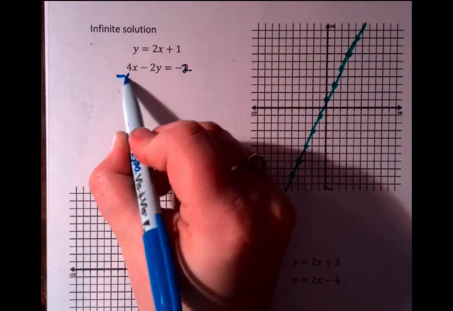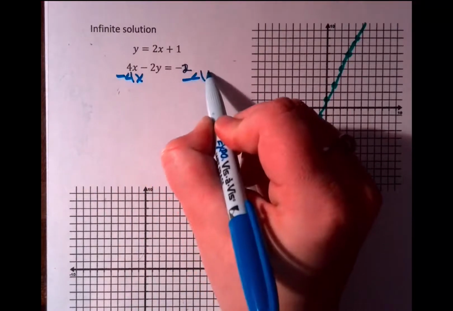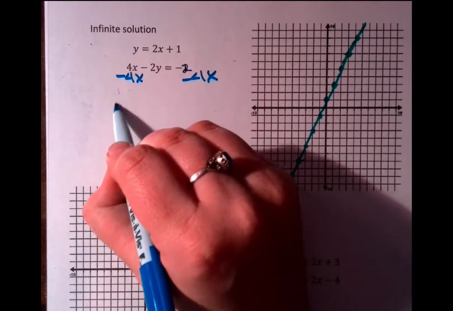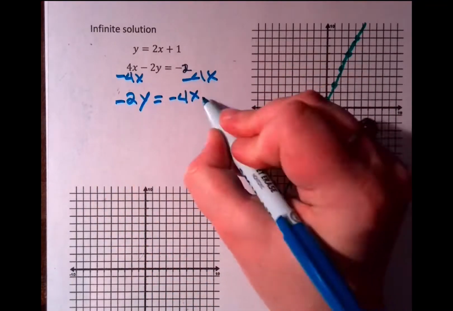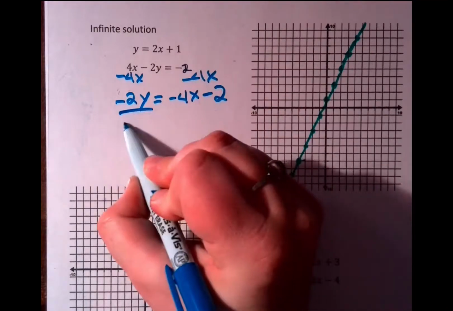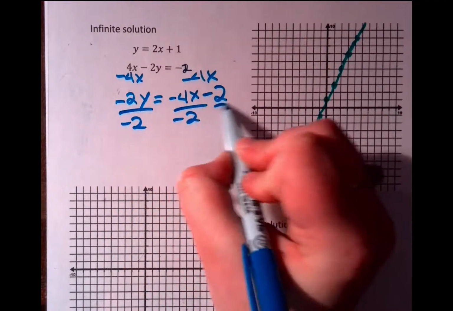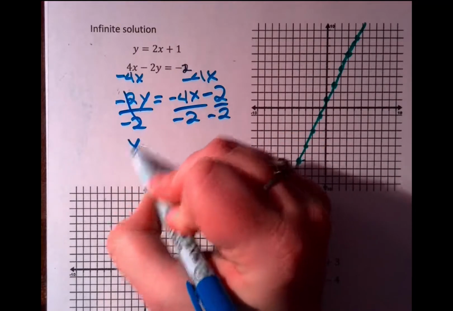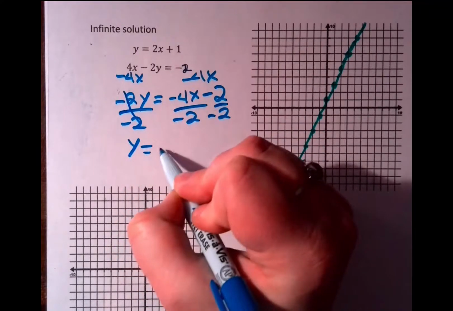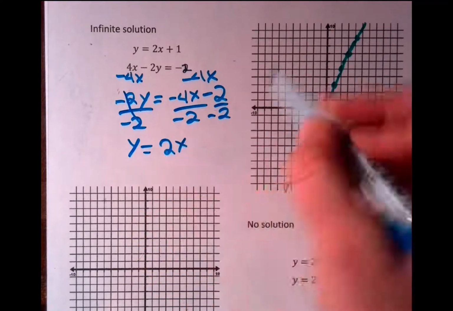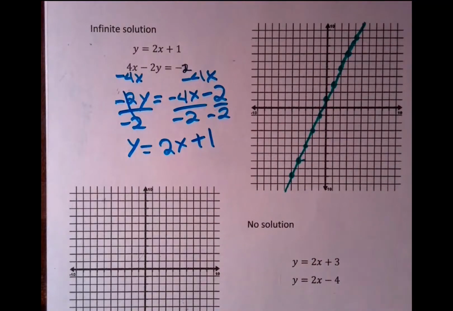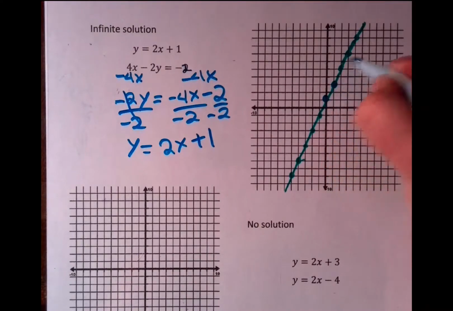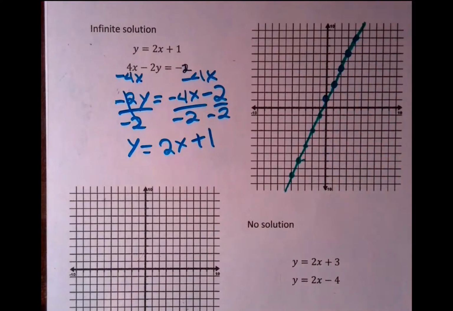So I'm going to subtract 4x. That leaves me with negative 2y equal to negative 4x minus 2. Divide everything by negative 2. That leaves y. Negative 4 divided by negative 2 is a positive 2x. And negative 2 divided by negative 2 is a positive 1. Huh, looks familiar, doesn't it? It's the exact same line I have here. So when I go to plot the points, I get the exact same line.